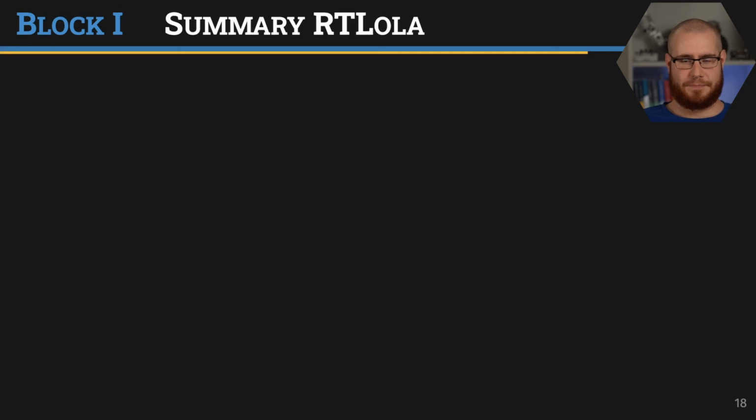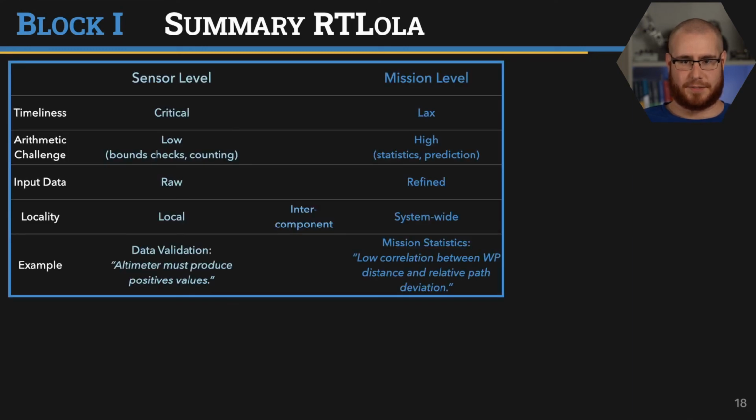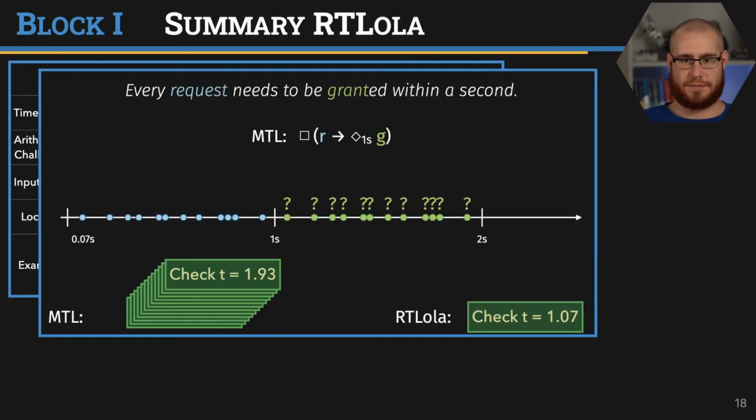To summarize briefly, we have seen that there is a spectrum of different specifications and properties. Depending on where in the spectrum we are, we have different requirements on the monitor. And we have to pick a language and a monitoring framework that enables us to monitor this particular specification. We have seen that RTLola is suitable for a lot of different specifications, but not for everything. For example, the specification here is not expressible with RTLola because it requires more memory than RTLola would allow. So here we would have to resort to a different specification or work with an under-approximation of the property.